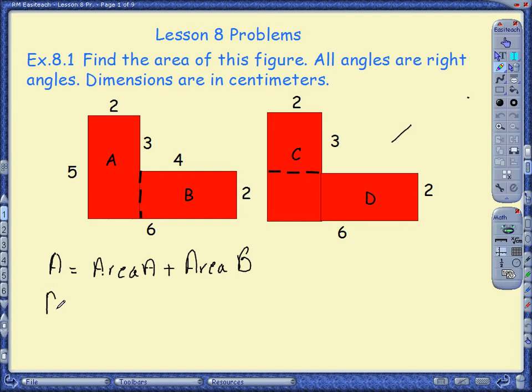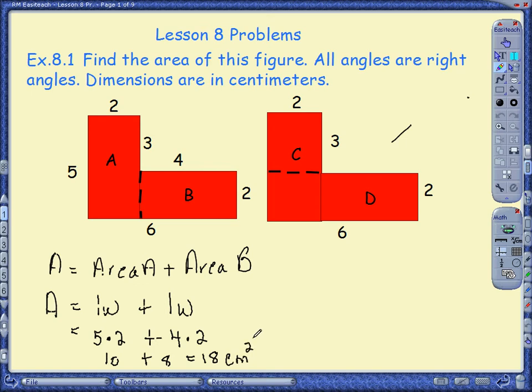Okay, well, we know that area equals length times width. So we're going to have LW for A, and we're going to add it to L times W for B. This width is 5, and this length is 2, and the length is 5 for area A. So 5 times 2. We'll substitute in 5 for the length and 2 for the width. Plus, this whole length is 6, but the part that's the length of B just goes from here to here, so that would be 4, and the height is 2. Or the width is 2. Length 4, width 2. This is 10, this is 8, and our total area is 18 centimeters squared.